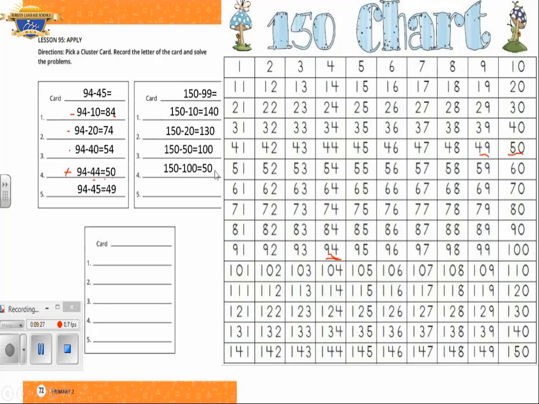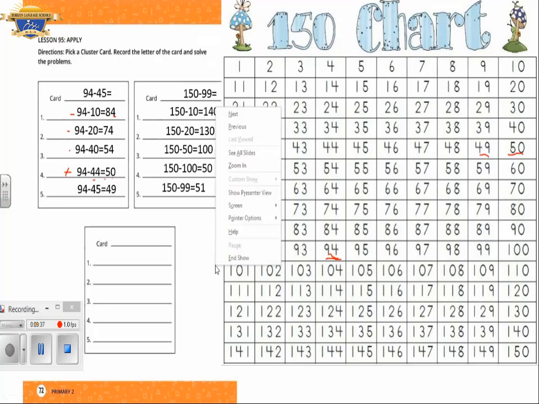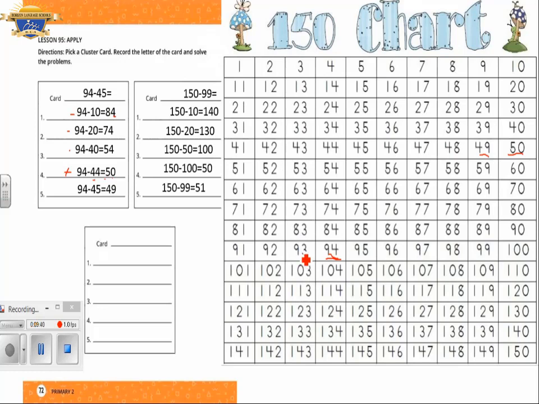The problem number 5 is 150 minus 99. How can I solve this problem? If you look at the chart, we here have 150, and I want to subtract 99. And that means I will count back 99 steps.